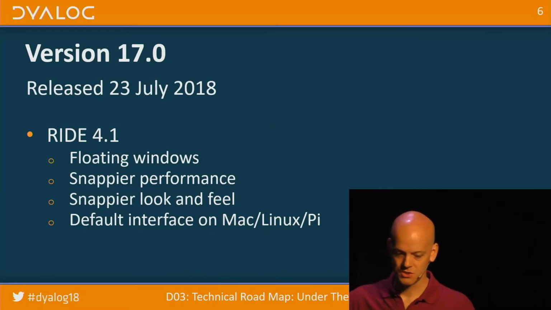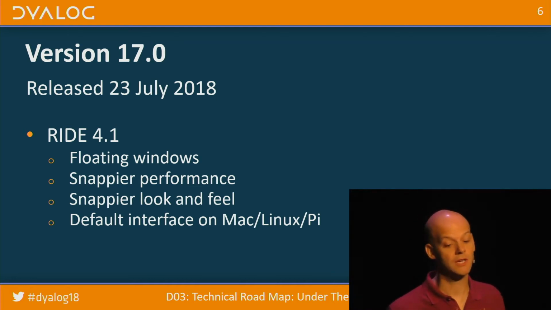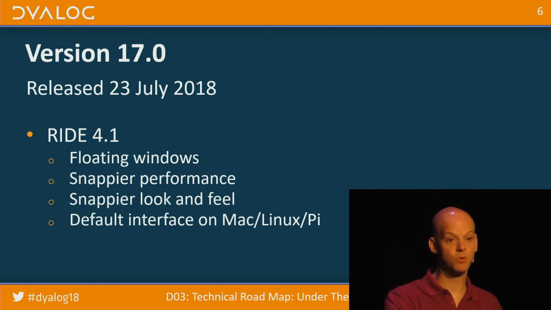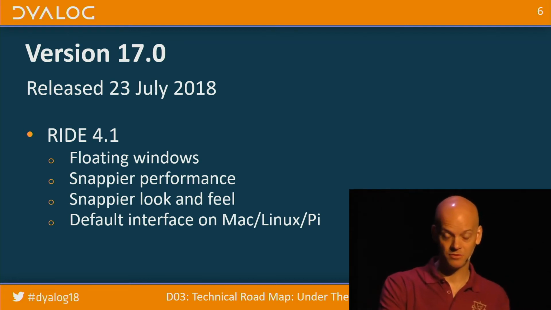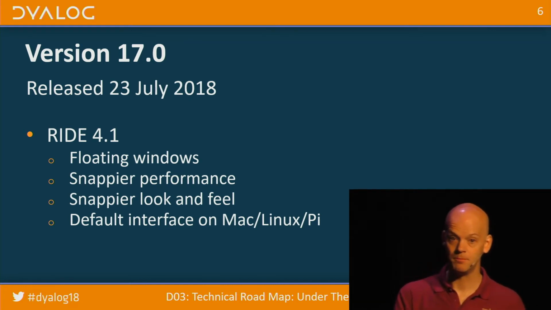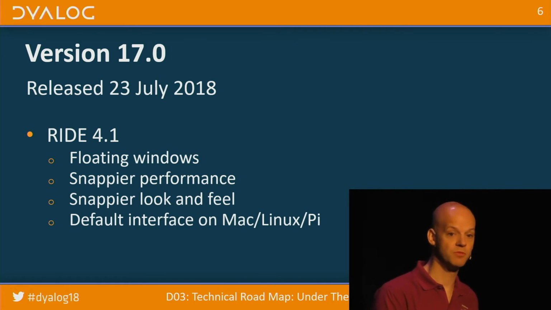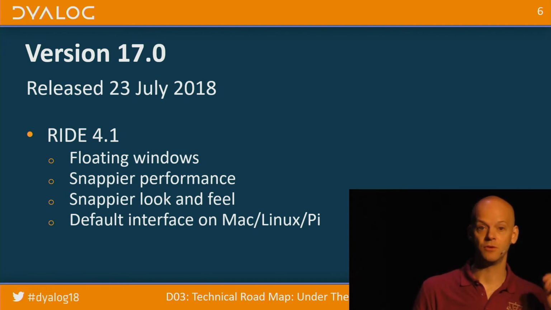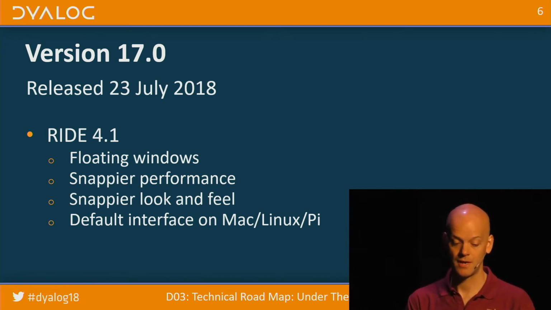Along with version 17.0, we released RIDE 4.1, which had a bunch of work done under the covers to reintroduce support for floating editor windows, which I think were sorely missed when they disappeared from the previous version. We completely replaced the actual code editing component in RIDE in order to get much better performance if you're editing large scripts. For example, if you have a scripted namespace that runs to several thousand lines, the performance should now be a lot better on that.